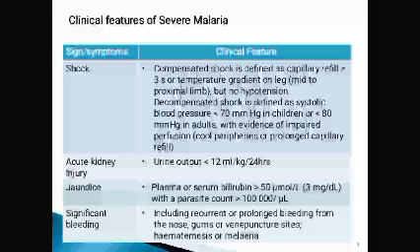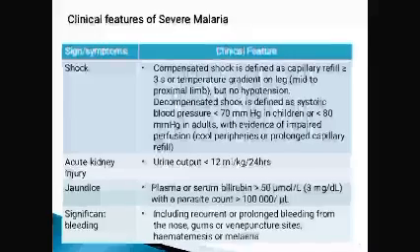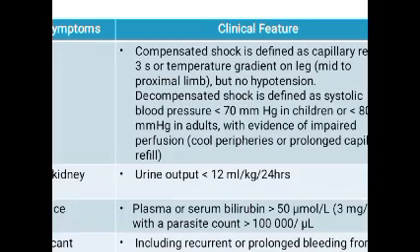Jaundice. Clinical features: plasma or serum bilirubin greater than 50 micromol per liter, or 3 milligram per dL, with a parasite count greater than 100,000 per microliter.